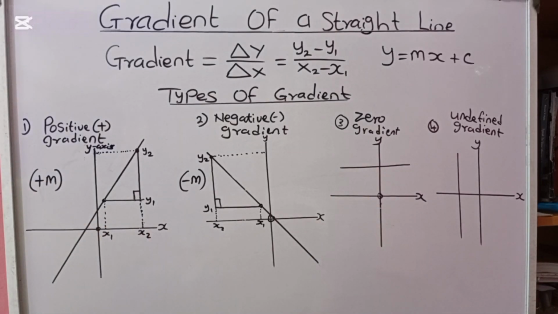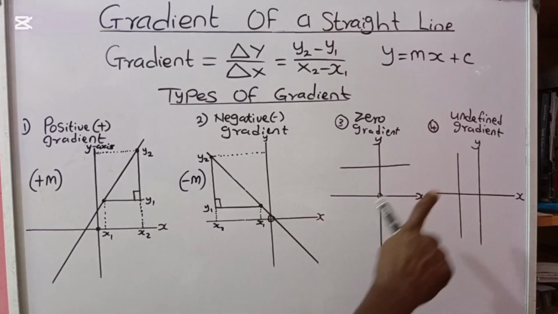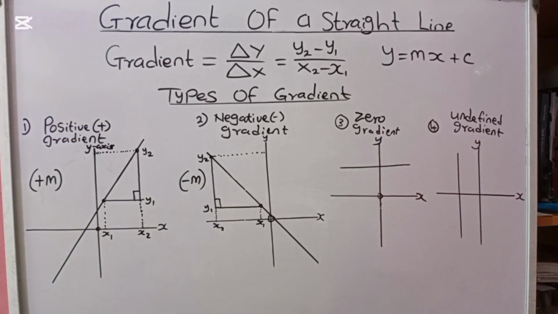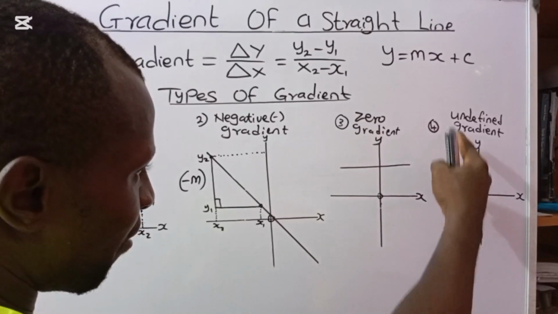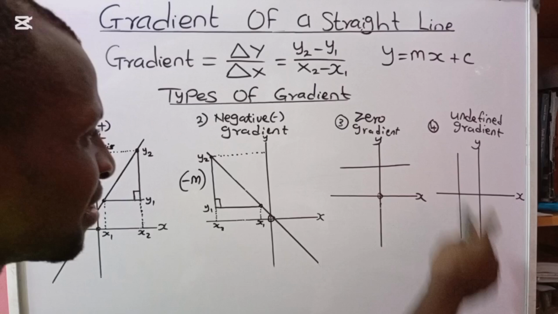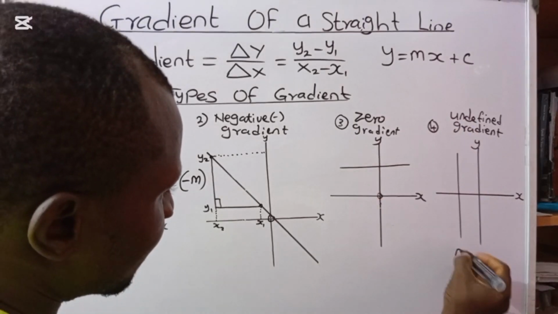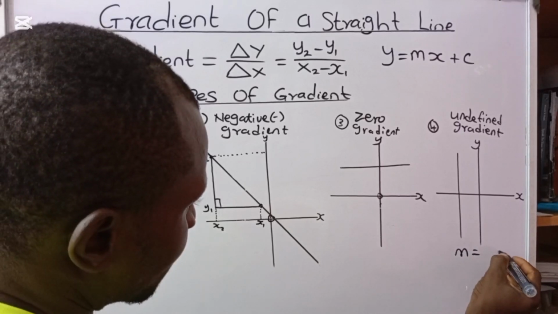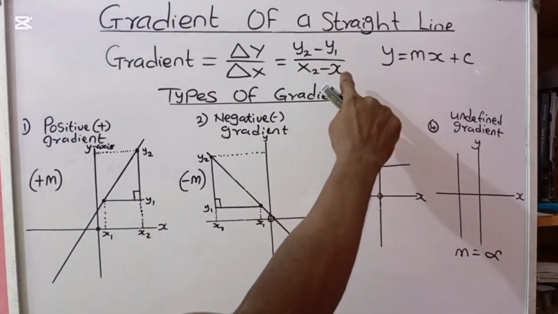I'll be showing you some examples on how to go about calculations of this using graph. Then on the other hand, undefined gradient. In the undefined gradient, or the one they may call infinity gradient, when the line that you have plotted is parallel to y-axis, then you have undefined gradient. So your gradient in this case is undefined.